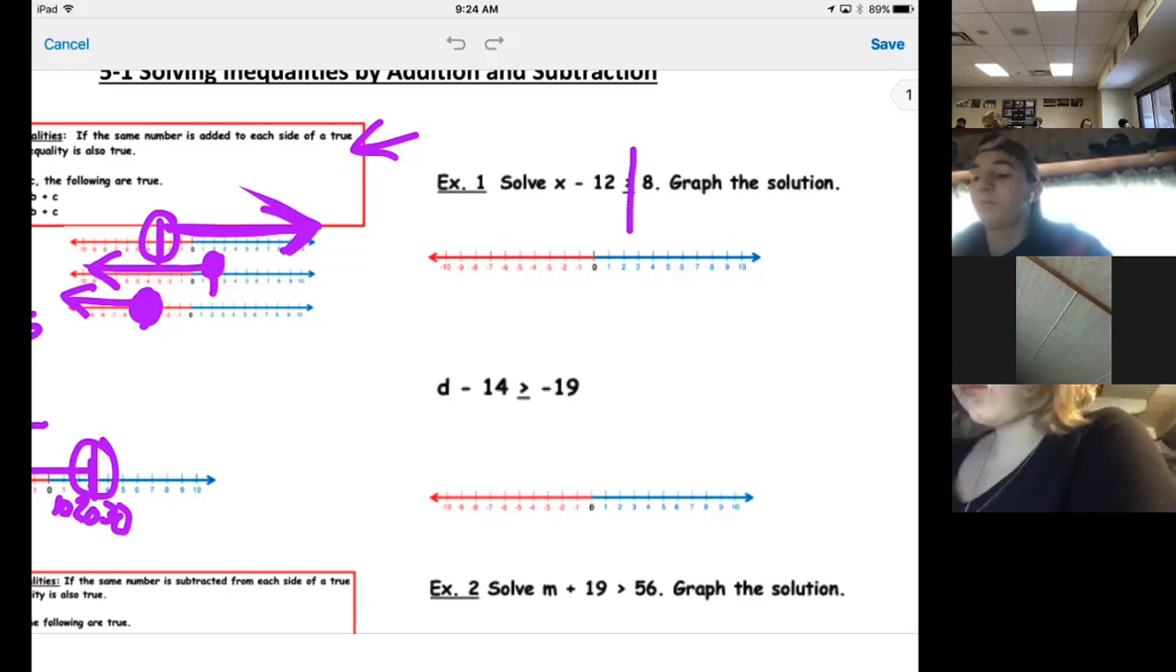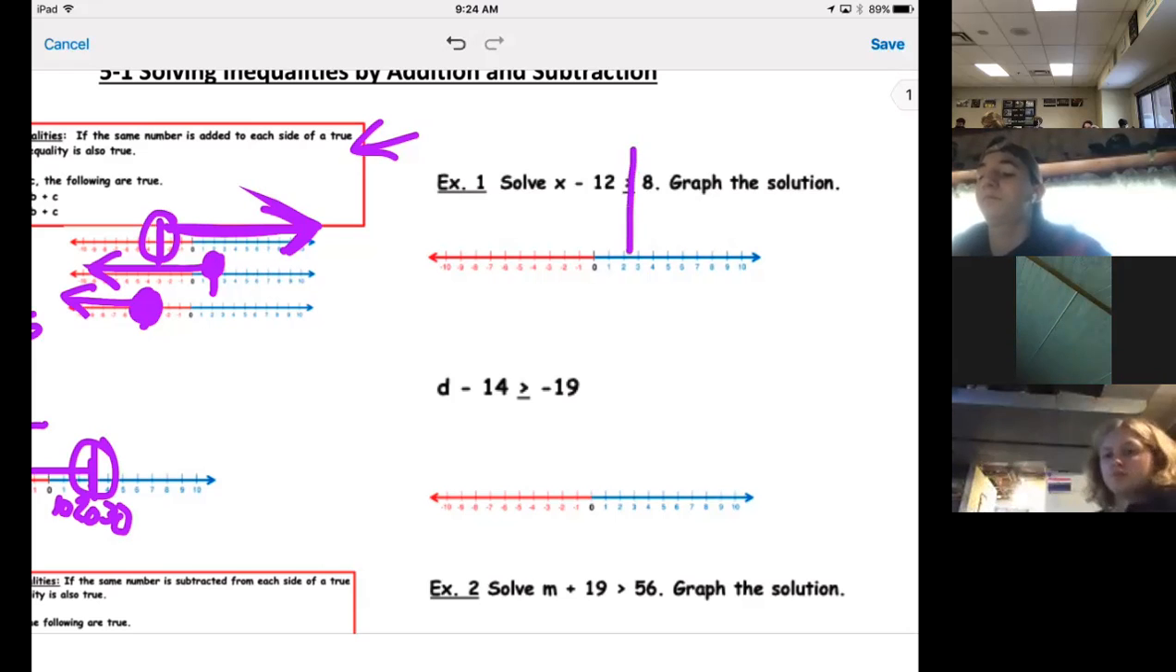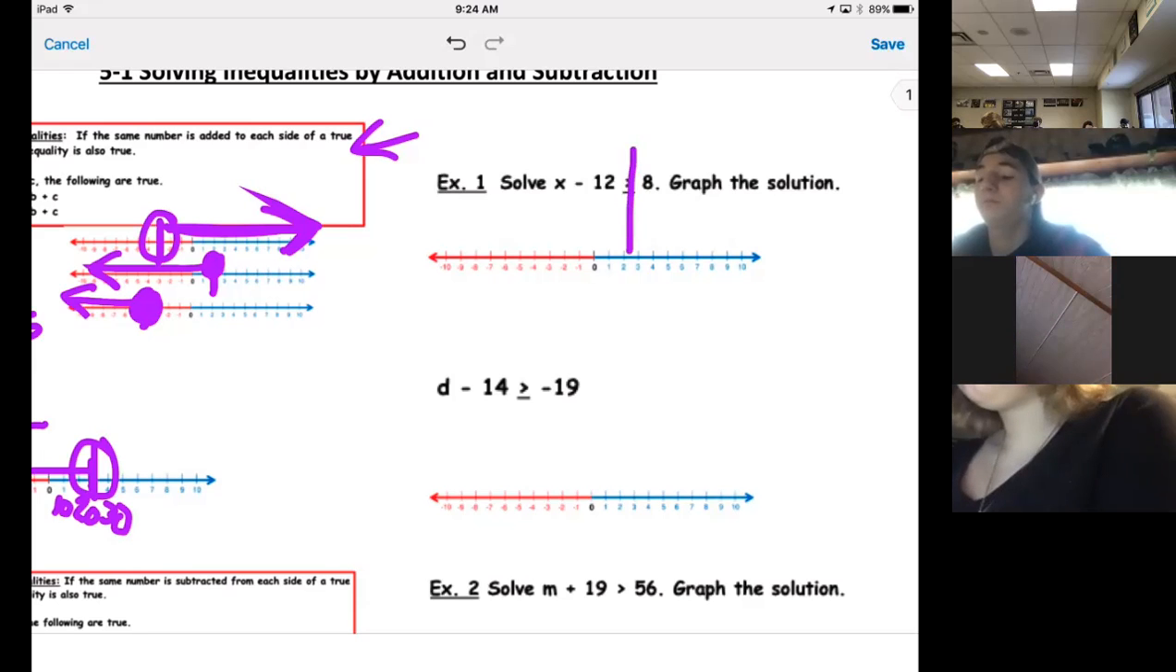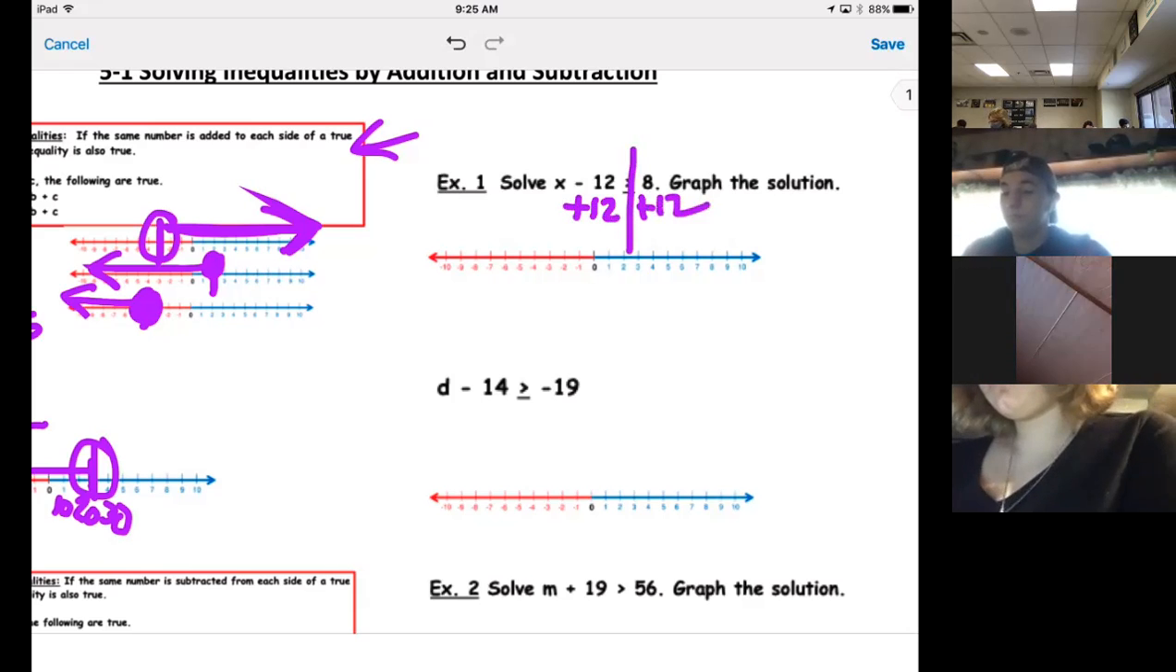We karate chop. We want to get x by itself. So what are we going to do, Mason, to get x by itself? Subtract 12. Are you sure? We're going to add 12, because we're going to do the opposite. So we add 12 here, which means we have to add 12 over here.